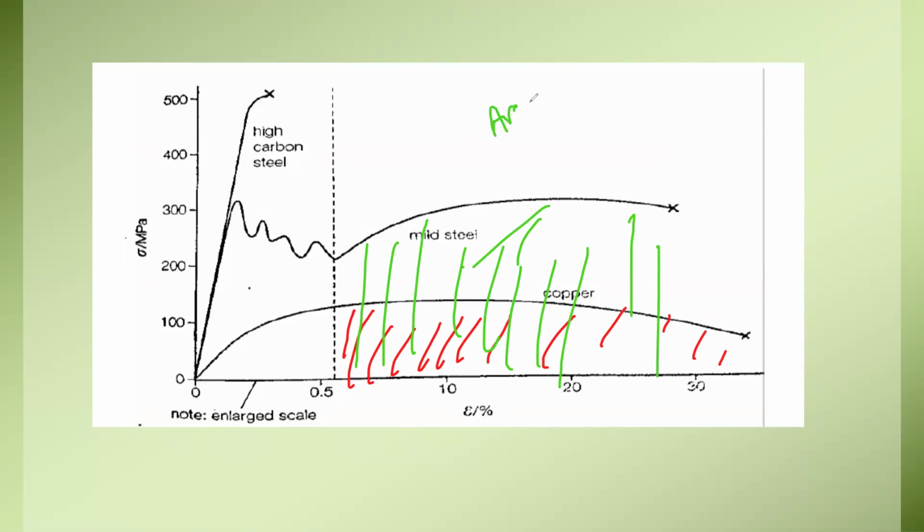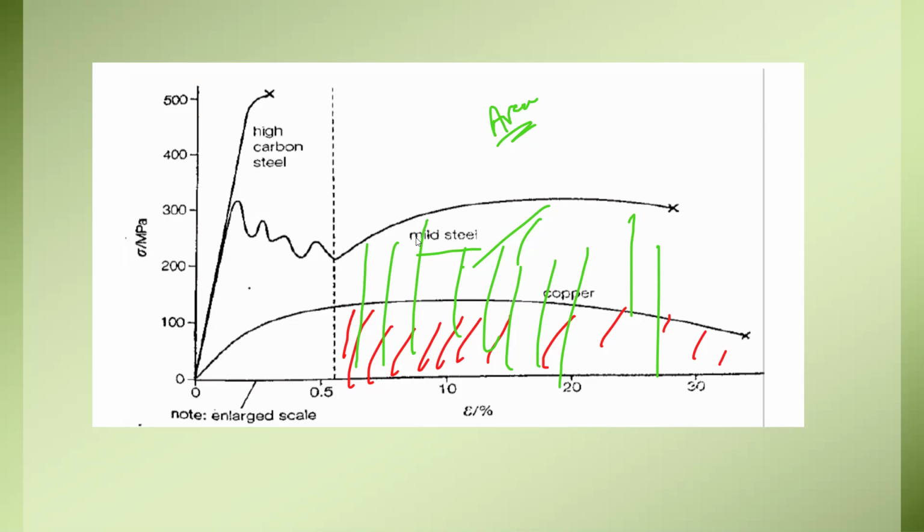So whenever you check the malleability or the ductility, you check the area. Which has the larger area? The mild steel, or low carbon steel, has the larger area. This means it can store or deform more in the plastic region as compared to copper.